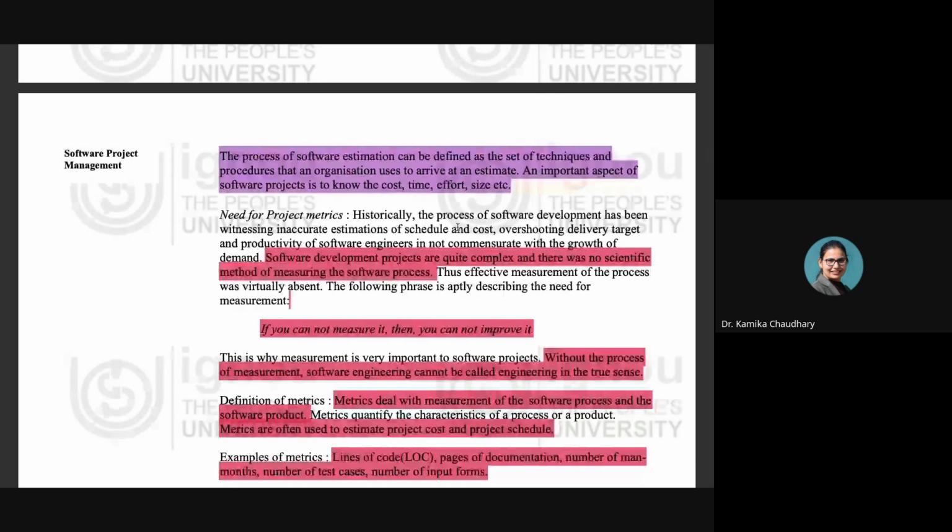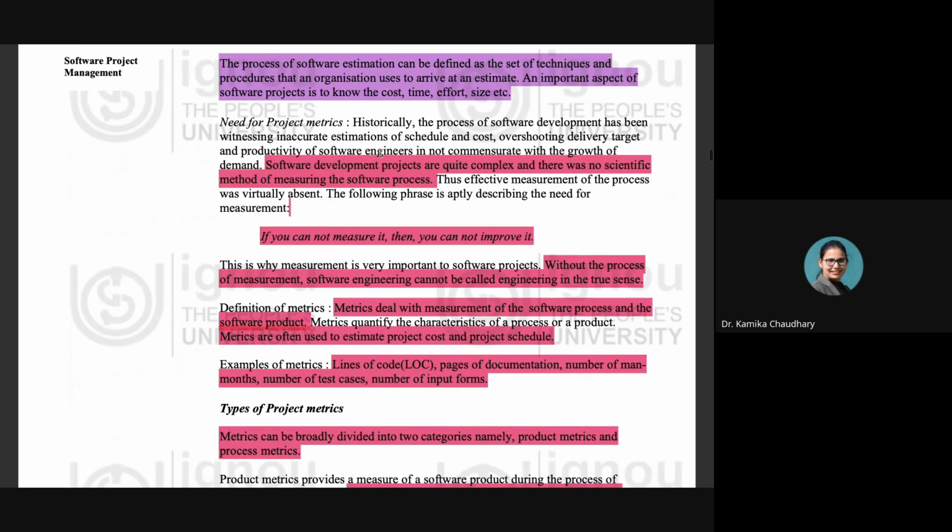And what are all the factors involved in this estimation part? You need to make the estimate of the cost, the estimate of the time, the estimate of the efforts, and also the size, right? Then what is the need for the project metrics? We have various metrics which are used for making this estimate or for the measurement of the software process. Metrics are tools which are used for the measurement of the software processes and the software product also, right?